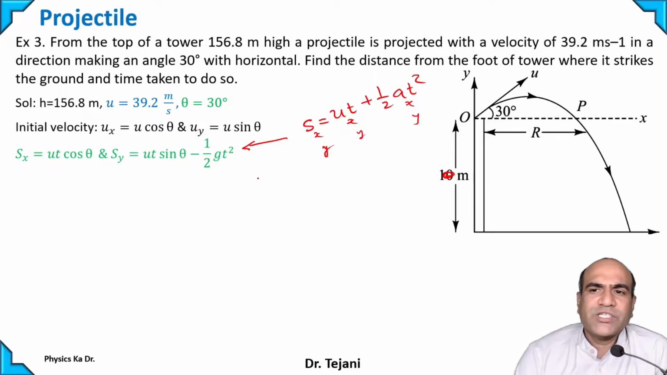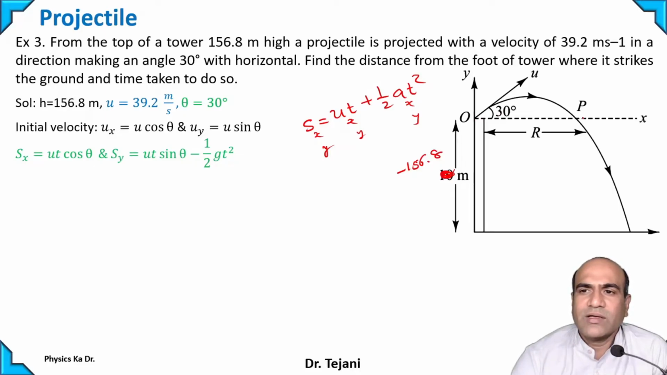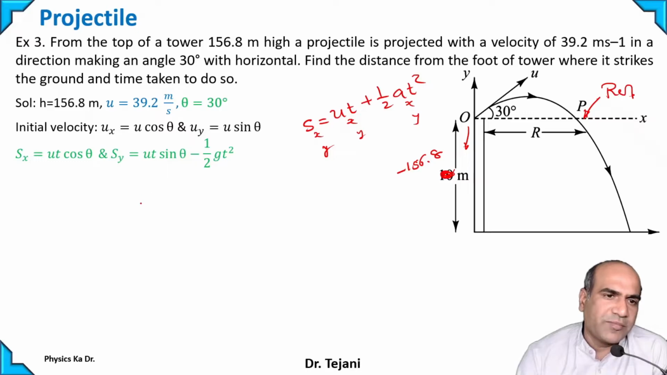Now we just need to put our values, right? So we need to have R. In the given data, a vertical height is given, minus 156.8. The reason is that our reference point is here, the top of the portion. This is our reference, and this is below reference. So therefore, it is negative 156.8.